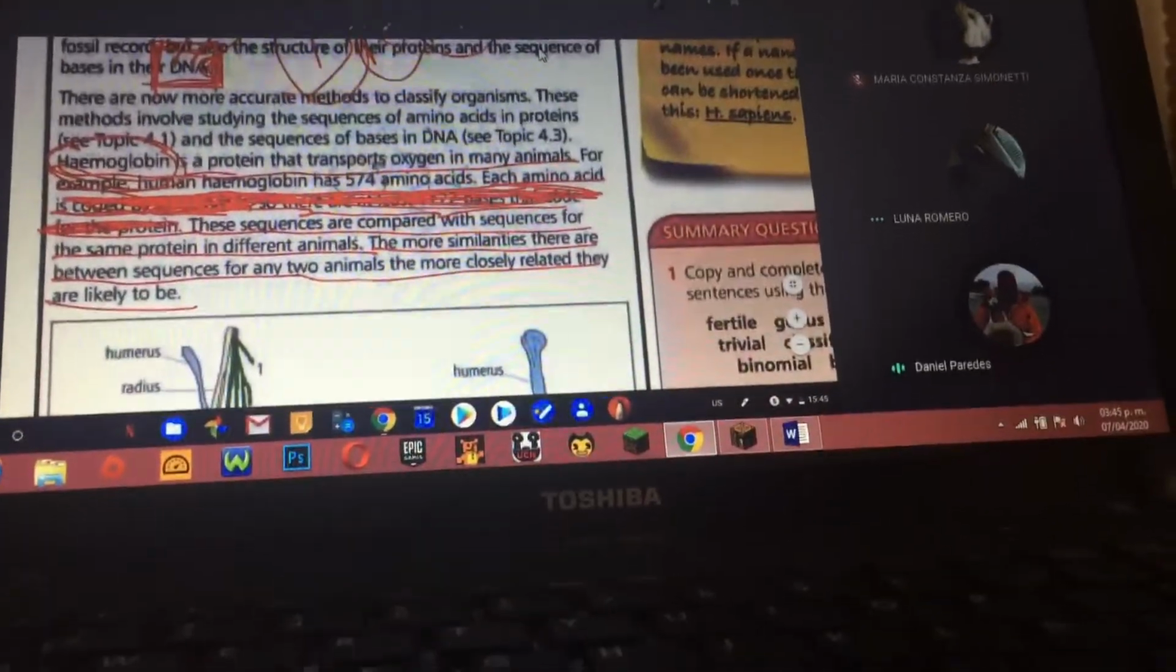The DNA of a human being and a zebra are very different, so probably we're not very closely related.